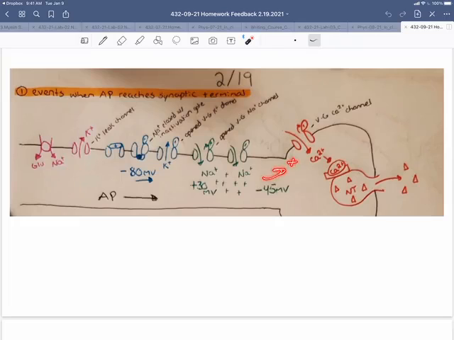The positive charge is opening voltage-gated calcium channels here. Calcium comes in, binds to a calcium binding protein called synaptotagmin, and that binds to proteins on the membrane, spans them with the vesicle, and causes vesicle fusion and release of neurotransmitter.